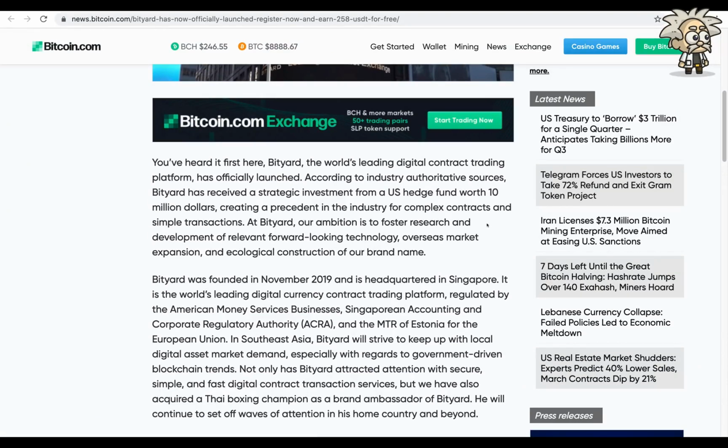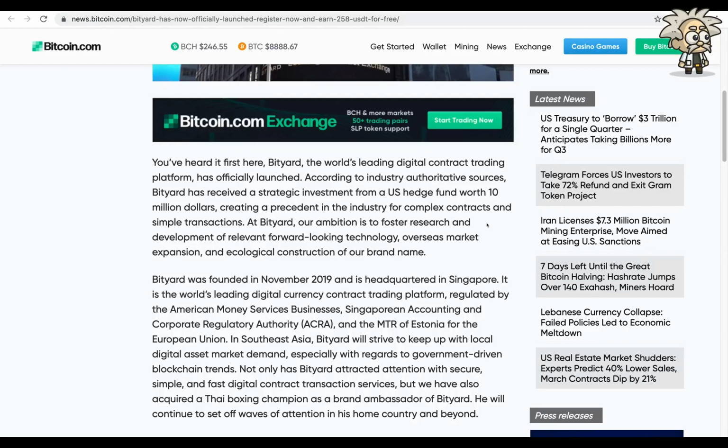As I mentioned, Bityard did launch in April, and the article reads, you've heard it here first. Bityard, the world's leading digital contract trading platform, has officially launched. According to industry authoritative sources, Bityard has received a strategic investment from a US hedge fund worth $10 billion, creating precedent in the industry for complex contracts and simple transactions.